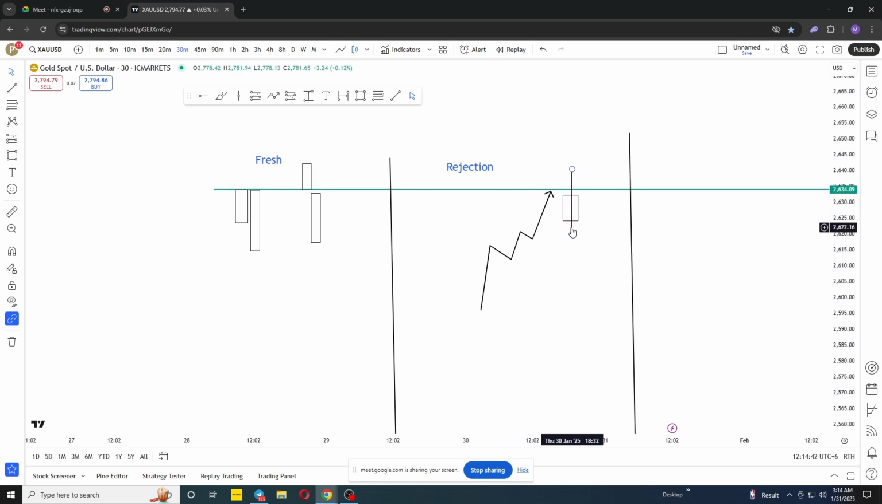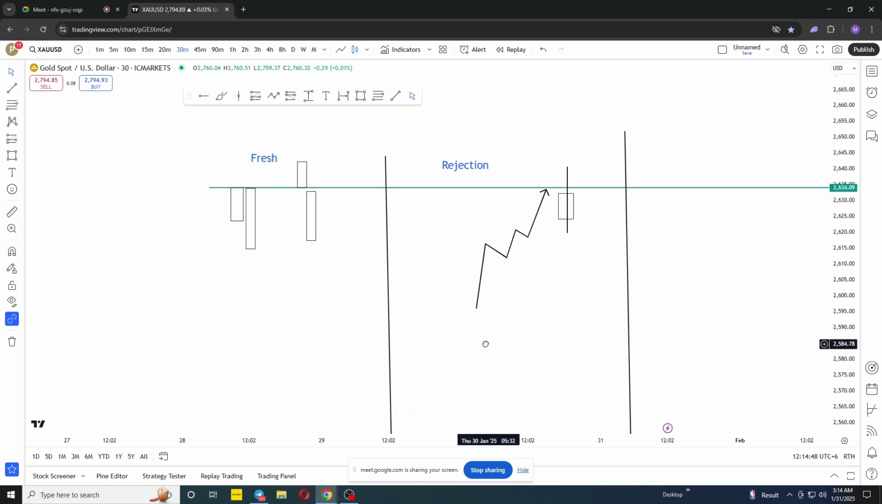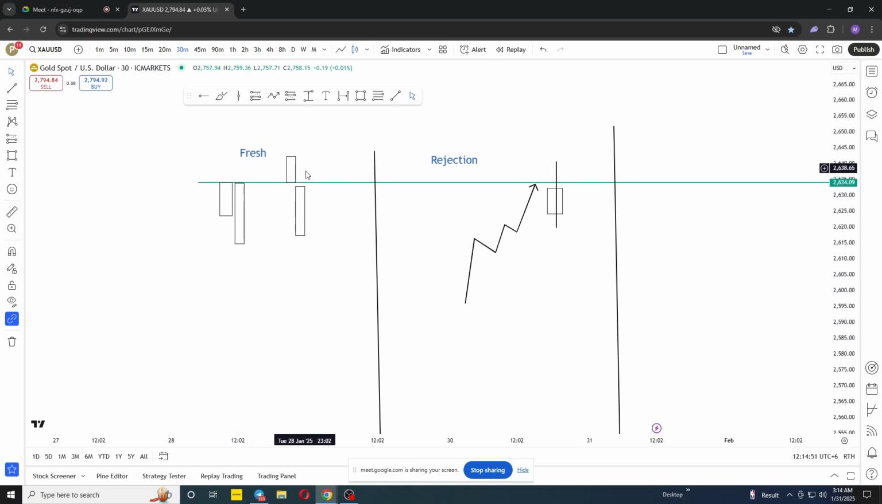Now, does the color of the rejection matter? The answer is no. It could be green or red, buy candle or sell candle, no issue. Now, when you are watching the fresh level, like daily, and you see the rejection, then you go one or two time frames lower.